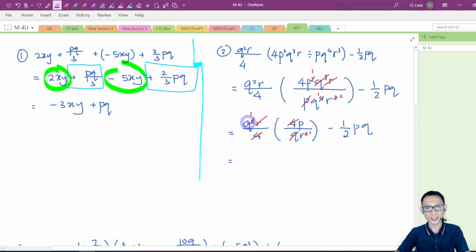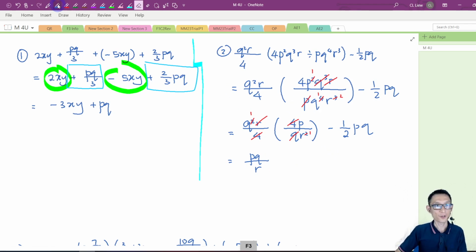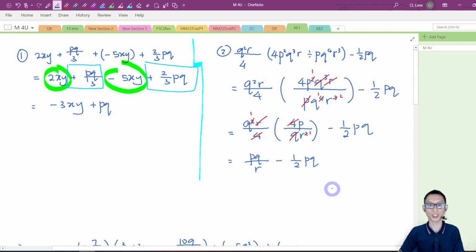So we have p, q, and this we have r. Okay, for this part, we just copy minus 1 over 2 pq. So these two are unlike terms, so we can just stop here. Let's say if you want to combine them together, you can do it this way. Now this is pq, the denominator here is r, right? Let me change it become this.